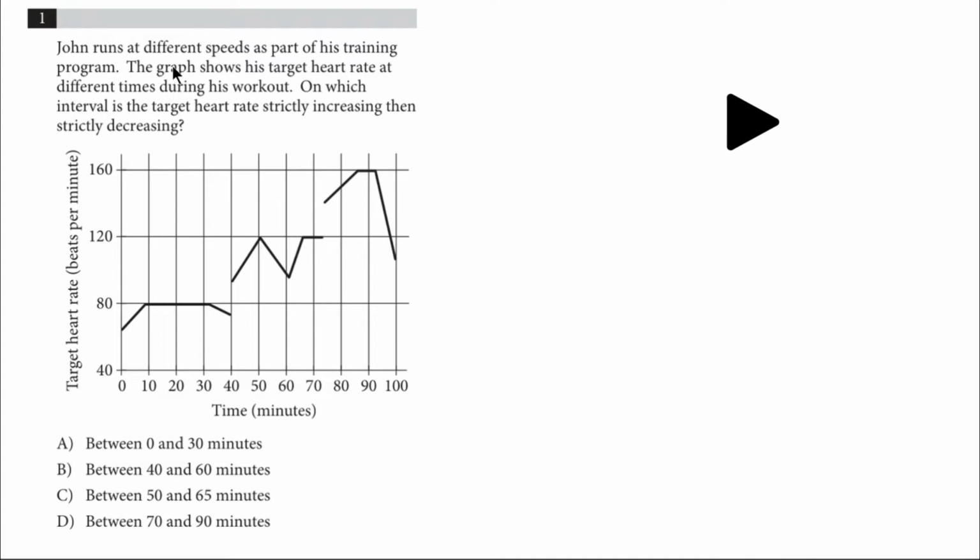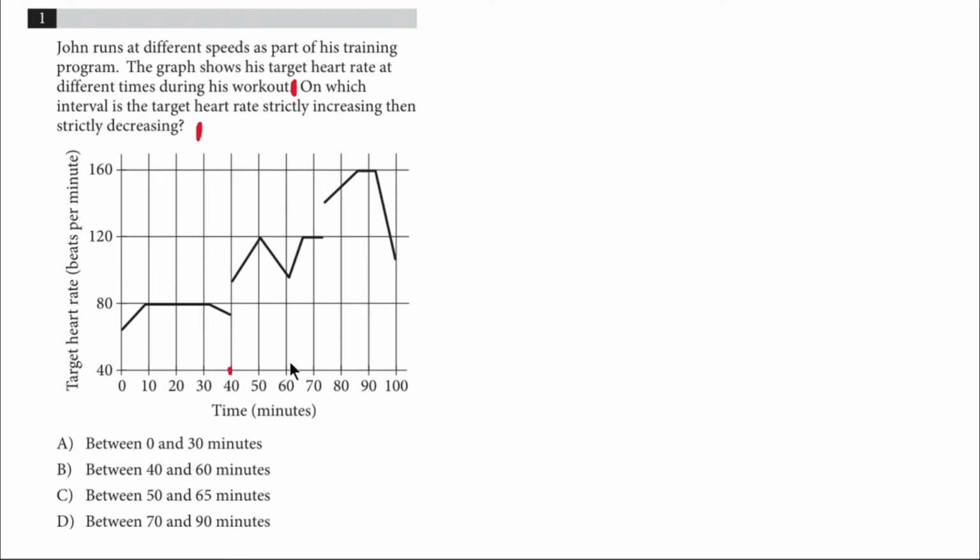It says John runs at different speeds as a part of his training. Guys, you should remember that the middle information or the beginning of a paragraph will always be some additional information, and when you have a graph and information that accompanies that graph, you most of the time do not need the additional information. What is important though in this text is the question itself, and the questions are usually placed at the last sentence. On which interval is the target heart rate strictly increasing and then strictly decreasing?